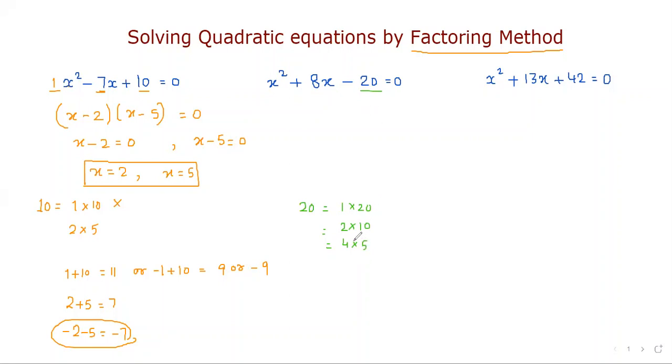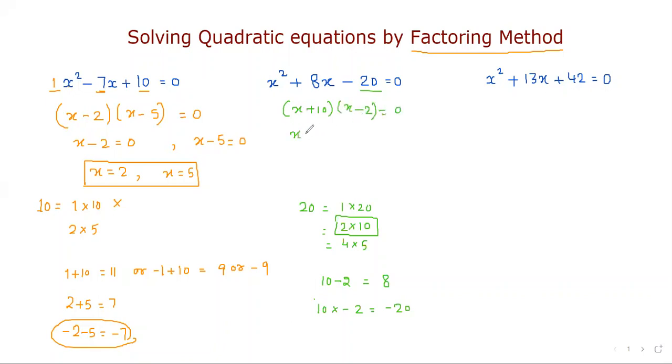Out of these, we can see that 2 and 10 will make 8 if we subtract 2 from 10. So if I write 10 minus 2, that will make 8. And also if I multiply 10 with negative 2, that will make negative 20. So hence we can use this 10 and 2. So this can be written as x plus 10 times x minus 2 equals 0.